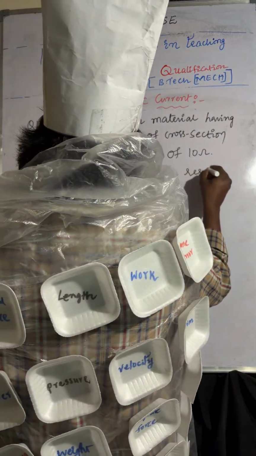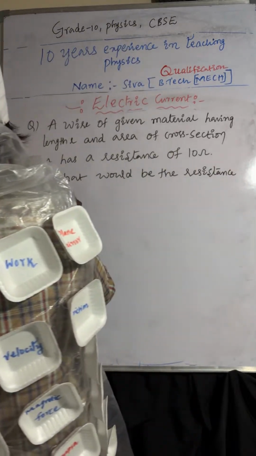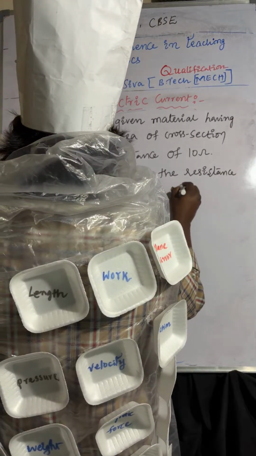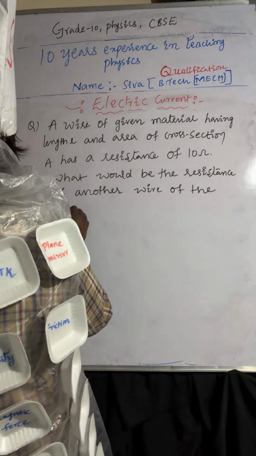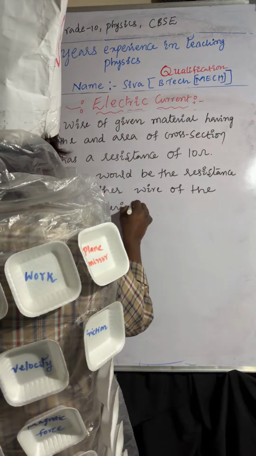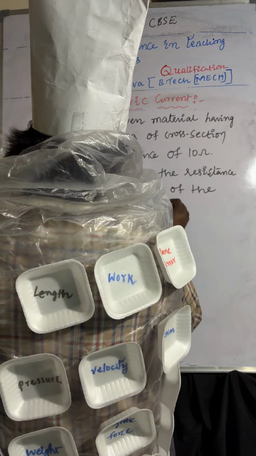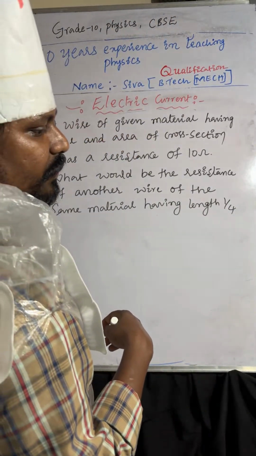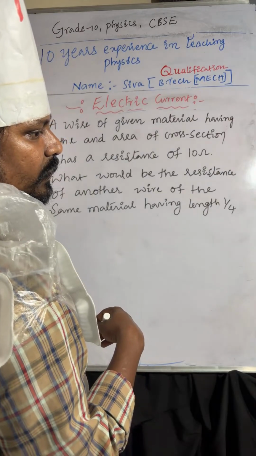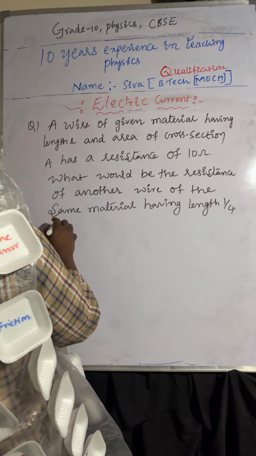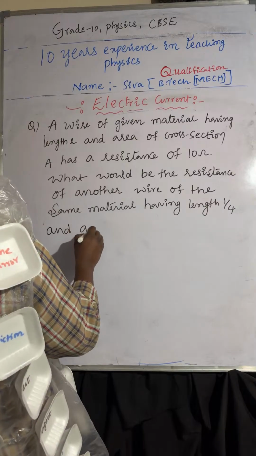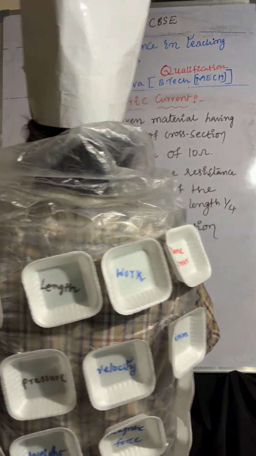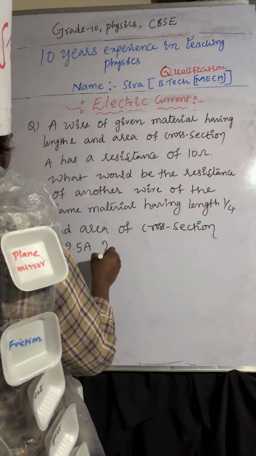So what would be the resistance of another wire of the same material having length 1/4 and area of cross section 2.5 A? So that is the question.